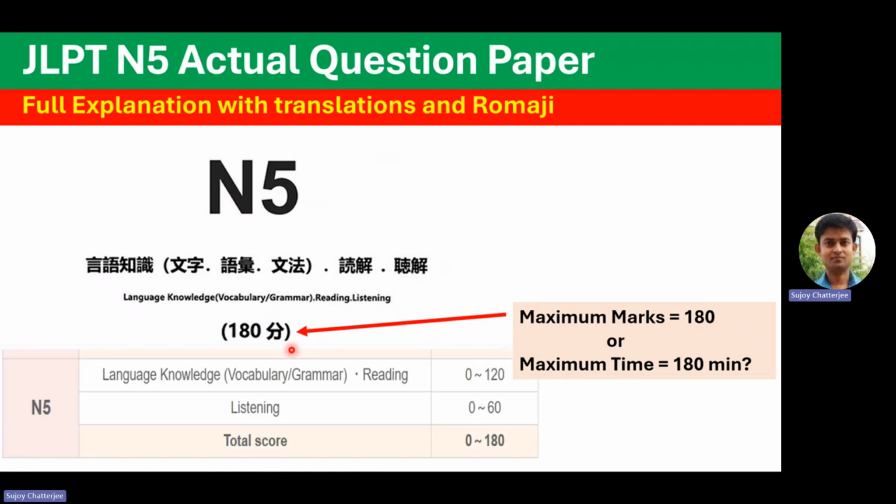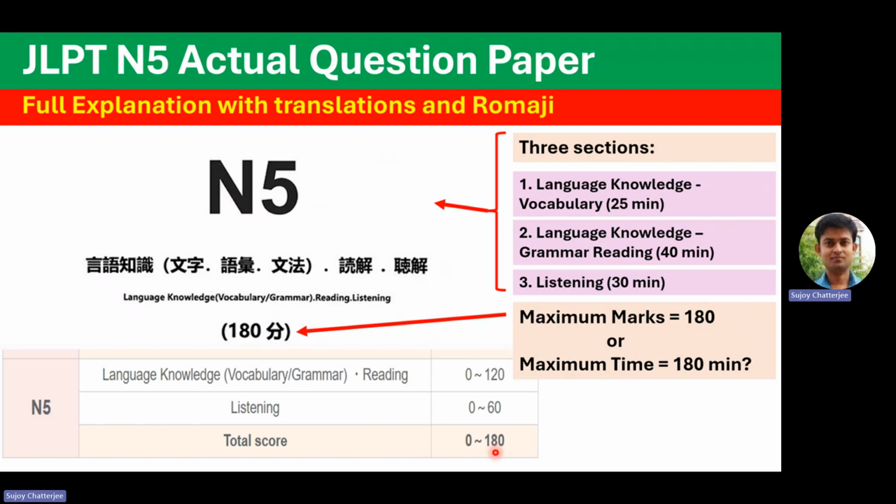This is because if you see the official JLPT website, they have mentioned the total score of the N5 test is 0 to 180. That is, 180 is the maximum marks. On the other hand, if you consider the three sections, which contain language knowledge (vocabulary), language knowledge (grammar) and reading, and listening, and look at the time allocated for each, these do not add up to 180 minutes.